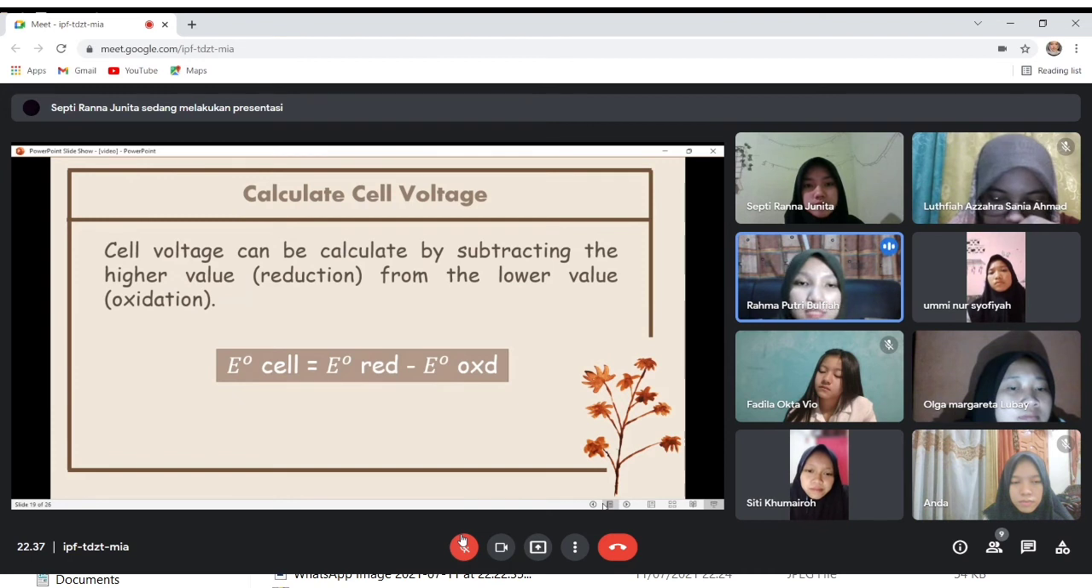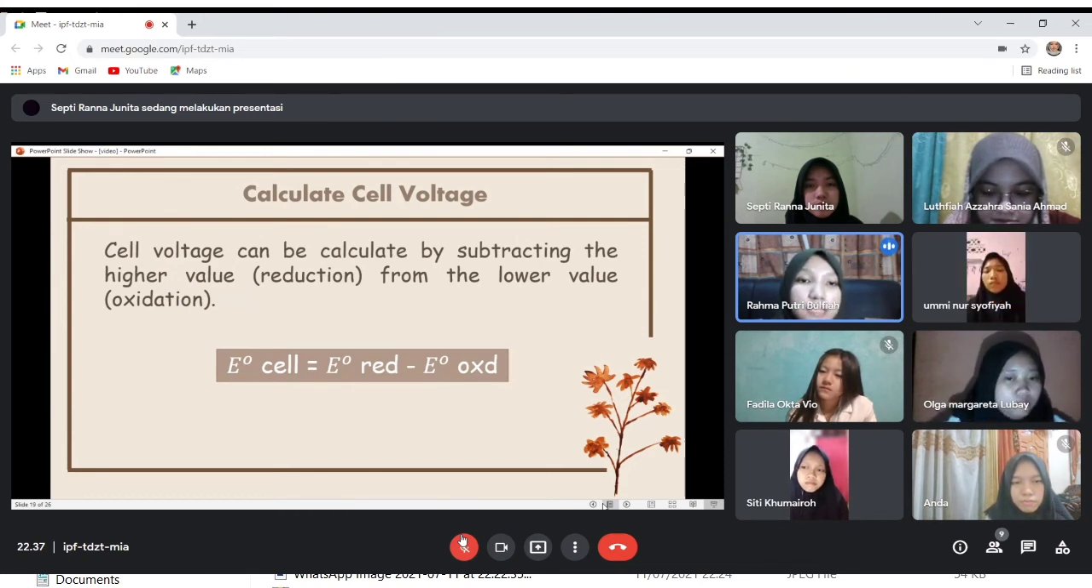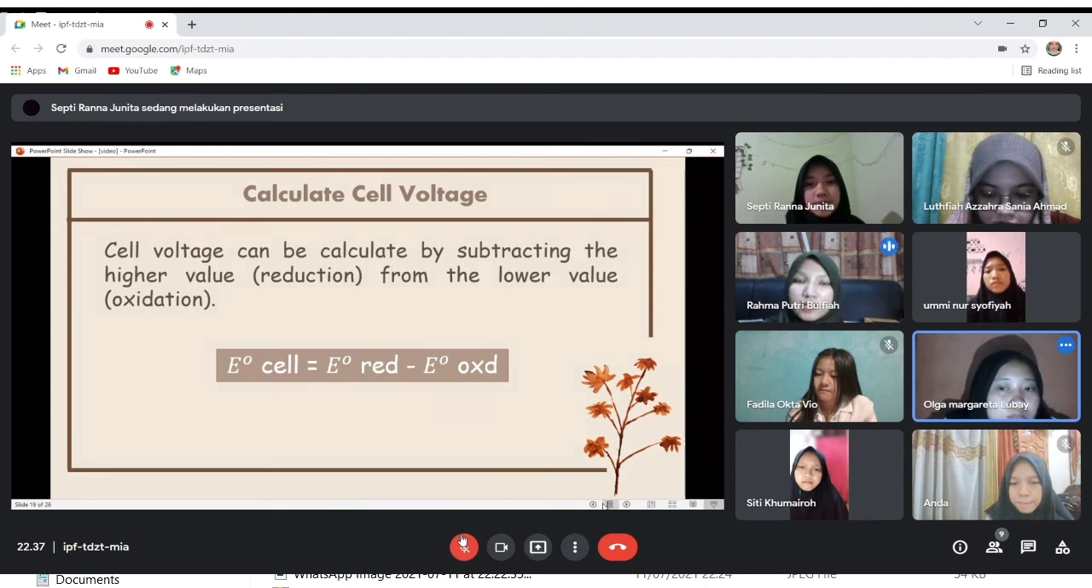And then look at the screen. On the screen, we can see the equation of standard cell potential, which is E° cell equals E° reduction minus E° oxidation. Do you understand, class? Yes, miss. Okay. Now, look at the picture of the electrochemical cell.